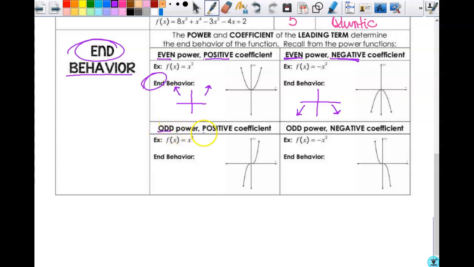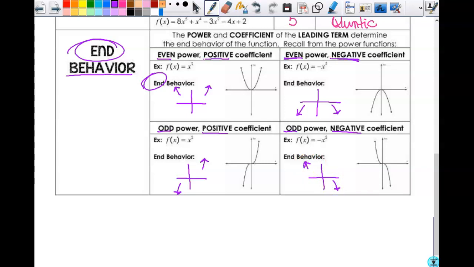Odd and positive coefficient would resemble the cubic, so it's going to be down, up like this. Odd and negative, it's like a reflected cubic. So it would be up, down. And these little arrows are literally what we're going to draw.